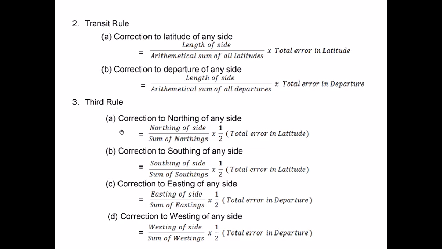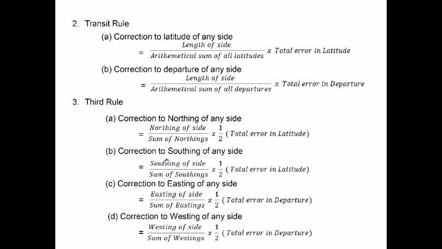So in the third rule, instead of applying correction to the latitude and departure directly, we first divide them into northing and southing for the latitude, and easting and westing for the departure. The correction to northing comes as the northing of the side divided by the sum of northings, multiplied by half the total error in latitude.